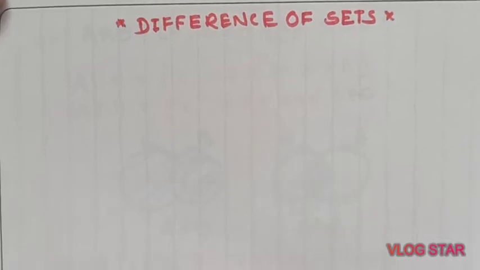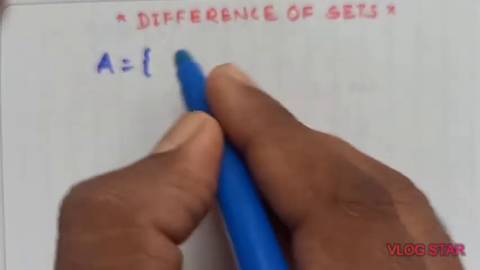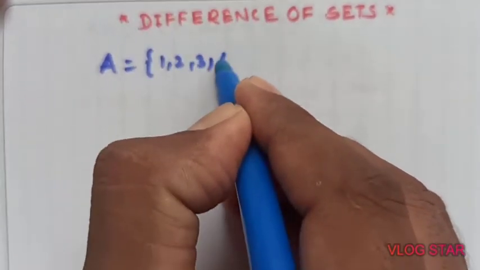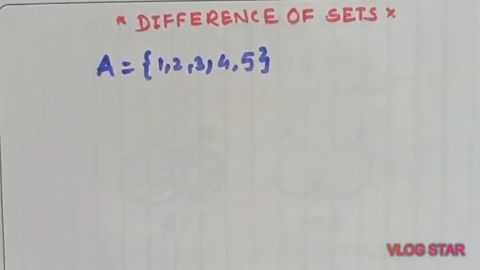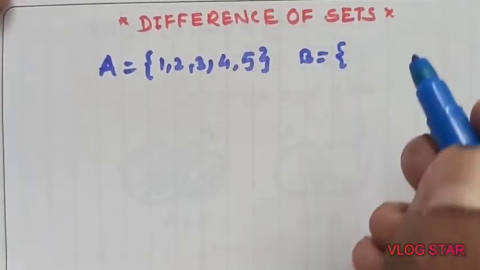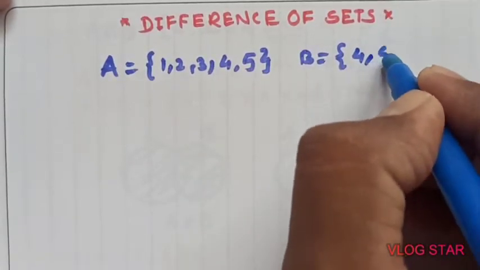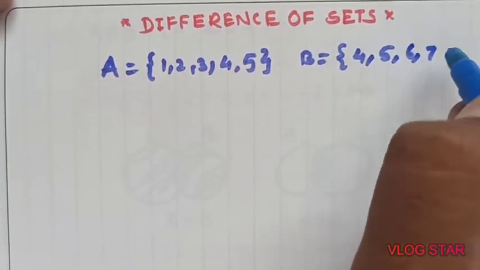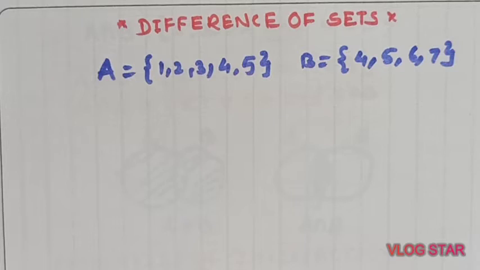Consider two sets, set A and B. I am having set A which contains 1, 2, 3, 4, 5. For simplicity we are taking numbers. And another set B which contains only the members 4, 5, 6 and 7. We are going to discuss the difference of two sets.